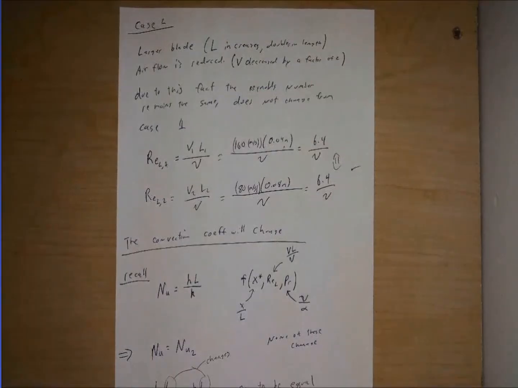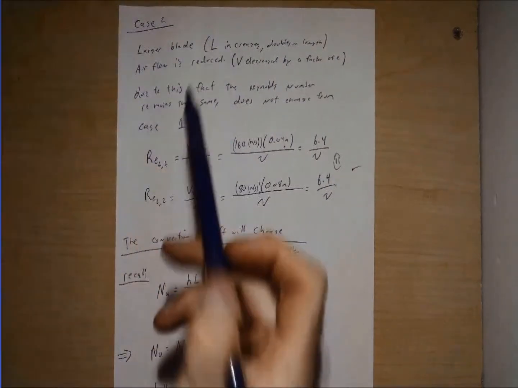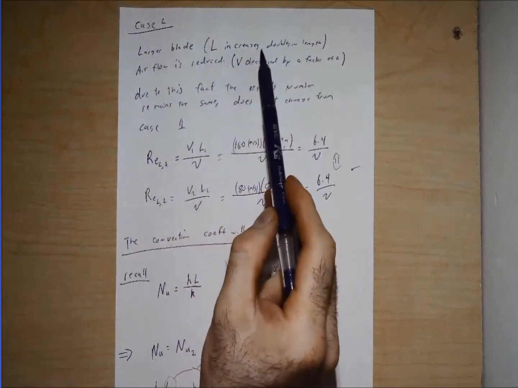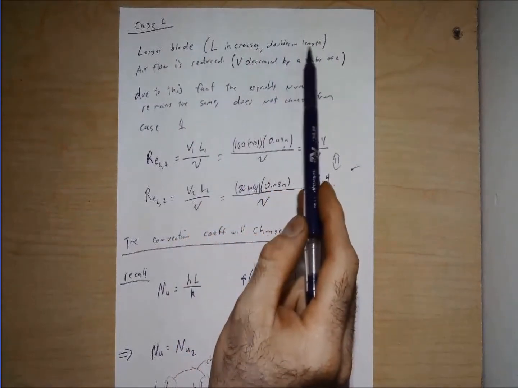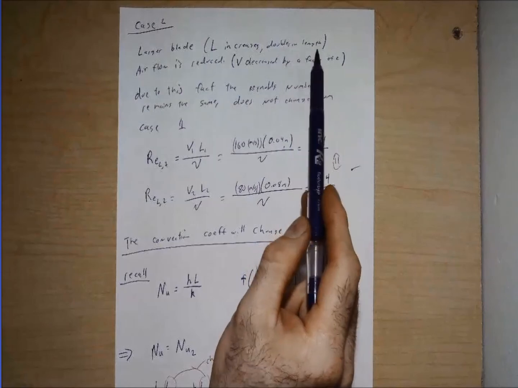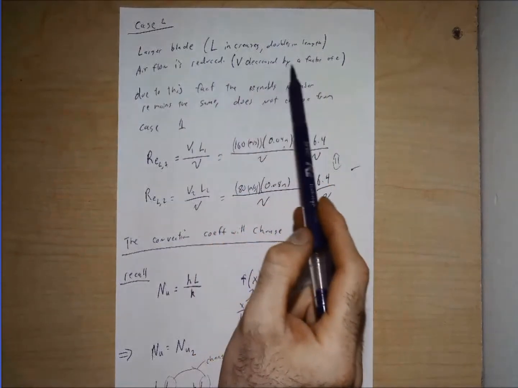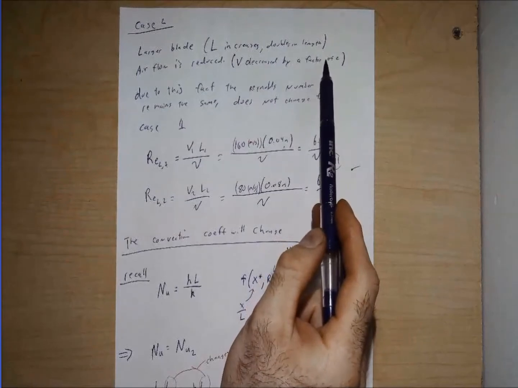So now that we've solved for our heat flux for case 1, we want to go ahead and do the same thing for case 2. But the first thing we want to do is realize that there's going to be a difference between case 1 and case 2. So in case 2, the main difference is we have a larger blade, so the length increases, it doubles in length. So it goes from 40 millimeters to 80 millimeters. The airflow is reduced, so the velocity decreases by a factor of 2.